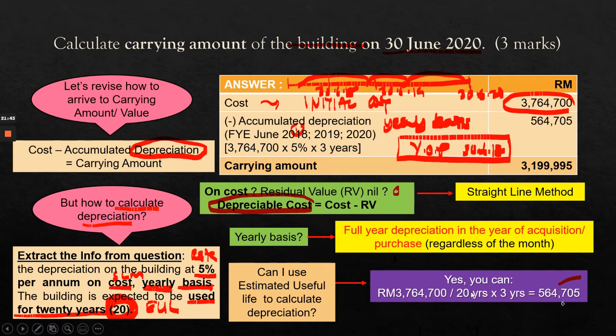So both ways you will get the same answer. Either you use the estimated useful life to calculate depreciation, or you use the percentage. When you talk about 5% per year, by 20 years you will have provided full depreciation. Why? Because 5 times 20 is 100%. So by 20 years, your assets are fully used up. That was the expected usage.